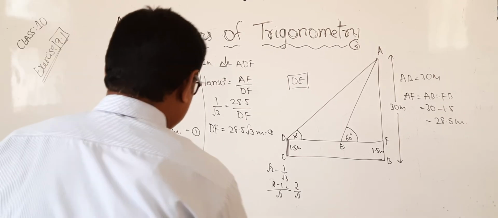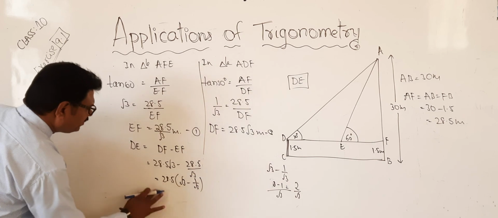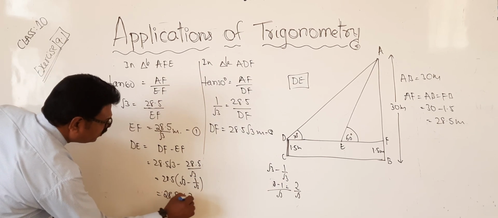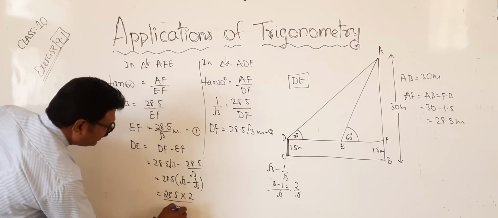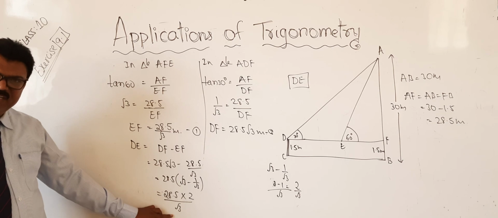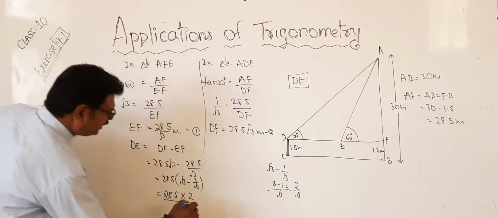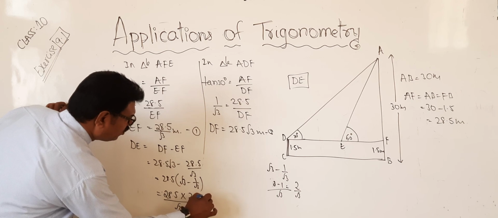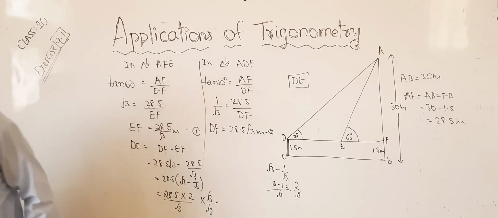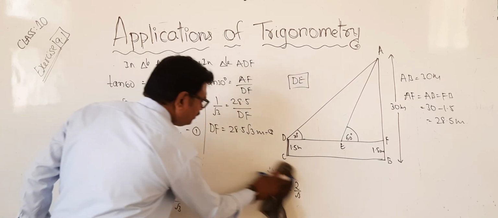Therefore, it is nothing but equal to 28.5 into 2 divided by √3. But √3 is in the denominator, therefore we have to rationalize. It is nothing but multiplying by √3 divided by √3. You can do it.